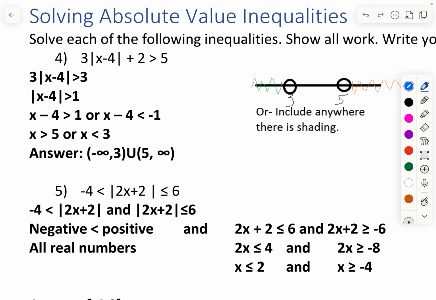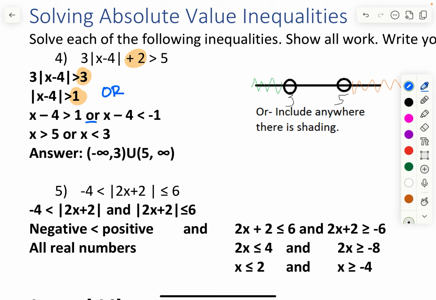I meant to have a highlighter there. Whoopsie. I'm going to subtract 2. So 5 minus 2, that's where the 3 came from. Divide both sides by 3. 3 divided by 3 is 1. So we have the absolute value of x minus 4 is greater than 1.